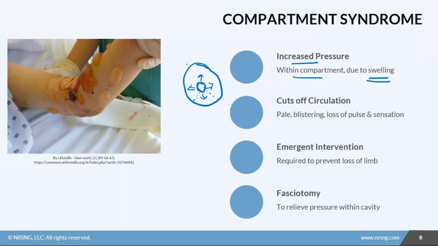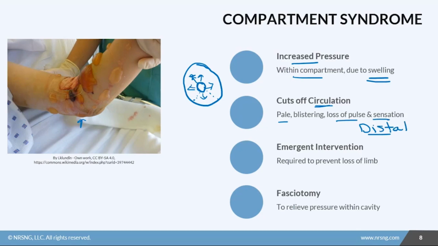The problem with that is I also have a blood vessel in here. So as I put pressure on this, I'm going to collapse that blood vessel, and I'm going to cut off circulation distal to that area of swelling. Things you might see: the patient's leg or arm extremity might be pale. You may actually see some blistering because of the increased pressure forcing fluid outward. And you may see a loss of pulse and sensation distal to the area.